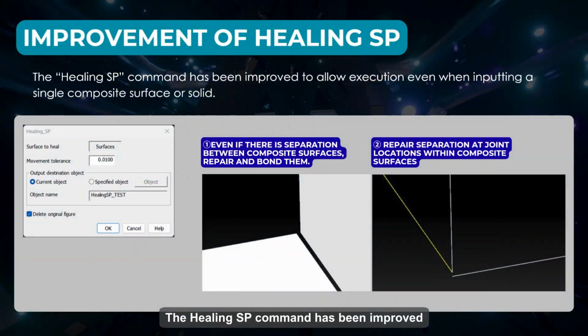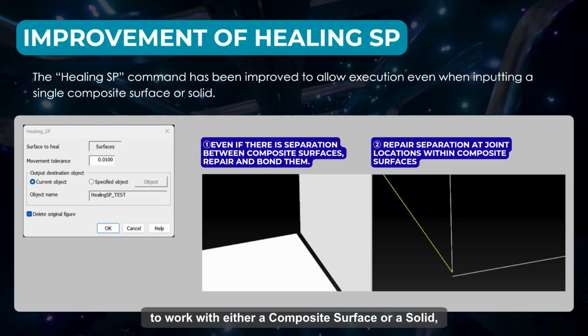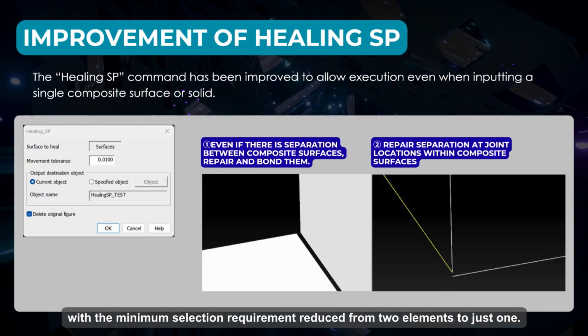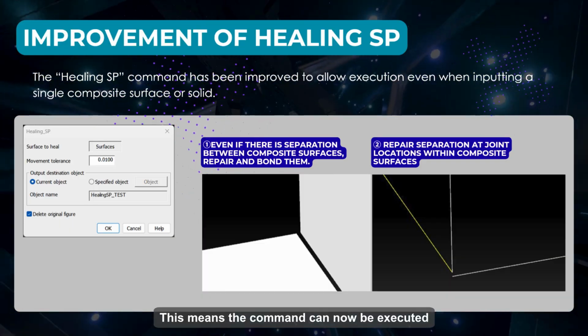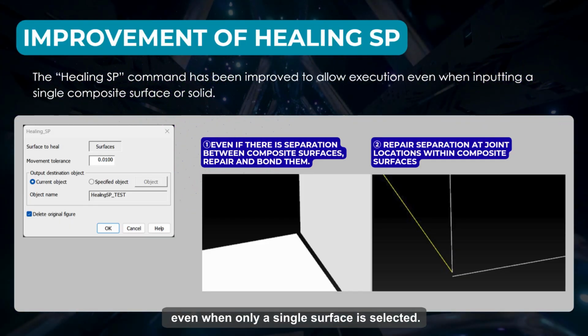The Healing SP command has been improved to work with either a composite surface or a solid, with the minimum selection requirement reduced from 2 elements to just 1. This means the command can now be executed even when only a single surface is selected.